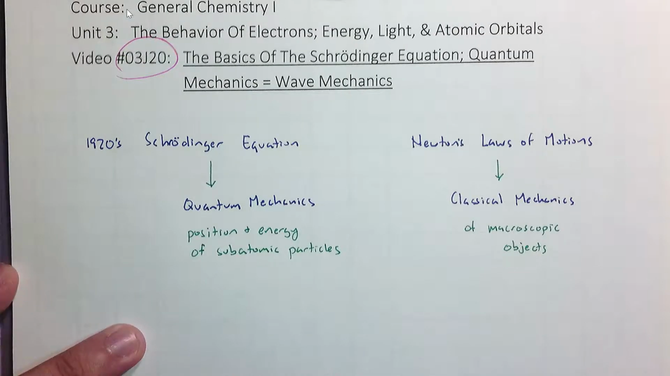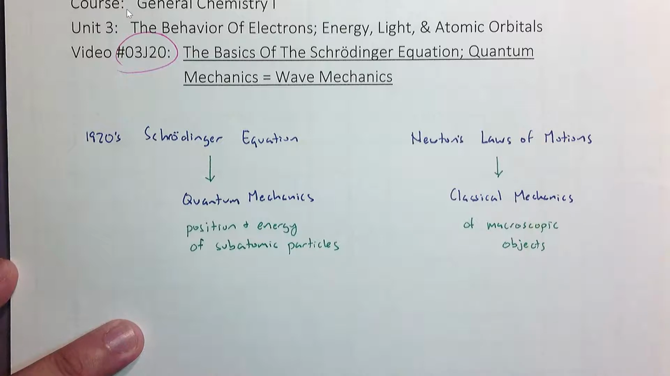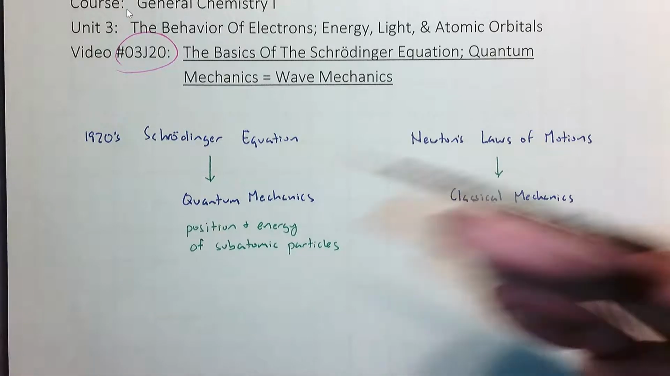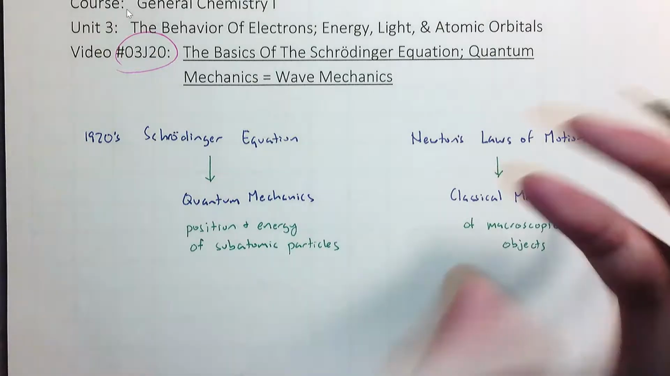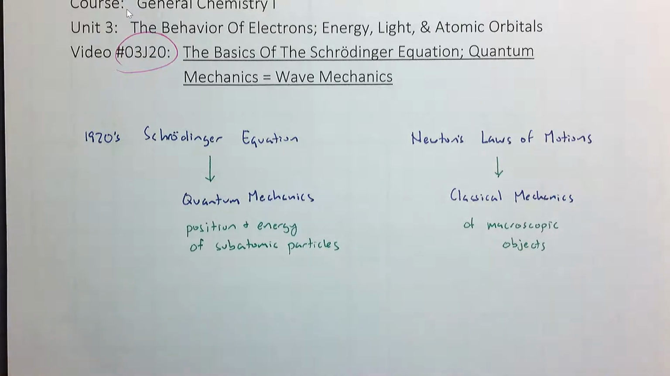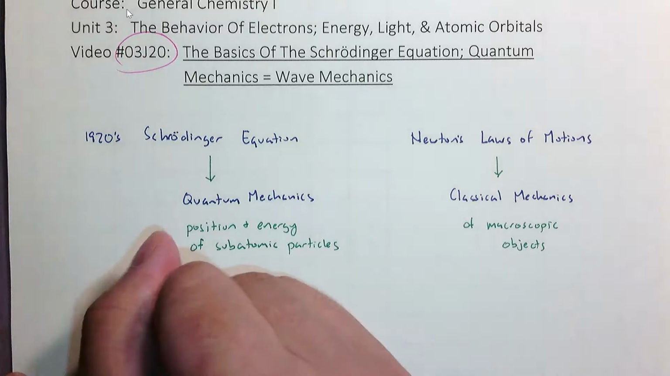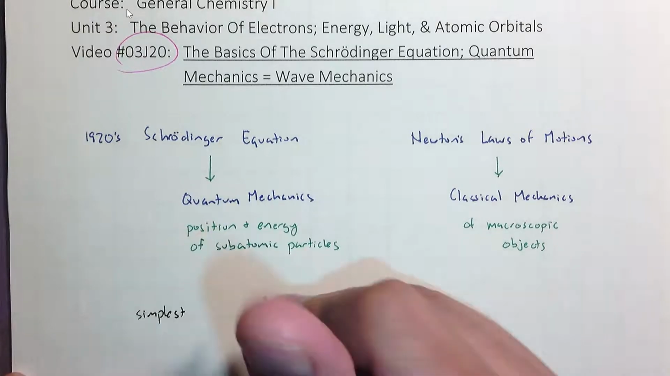The Schrodinger equation, I will never show the full equation or how to solve for numbers that help calculate the probability of finding an electron. That is way beyond this course of general chemistry. The simplest form of the Schrodinger equation looks like this.